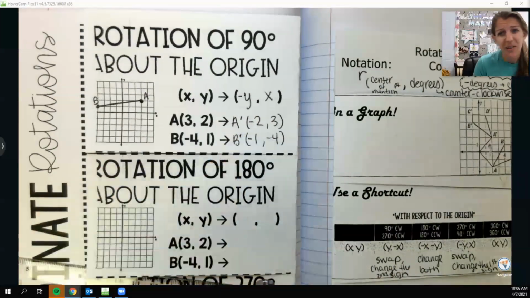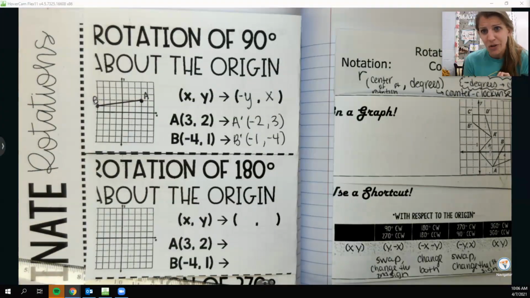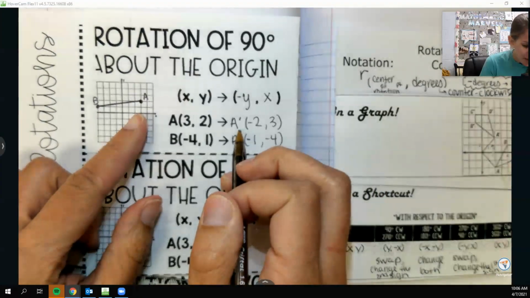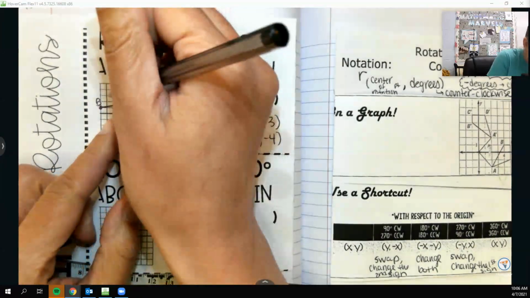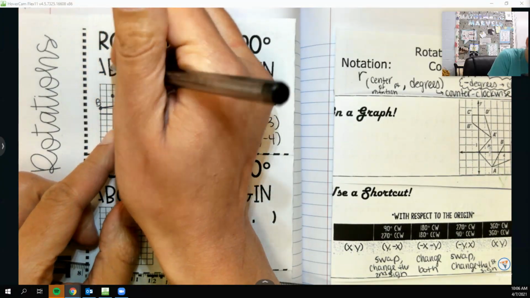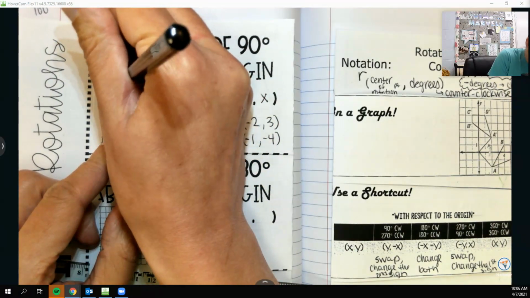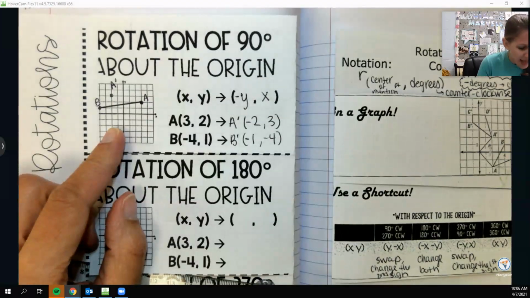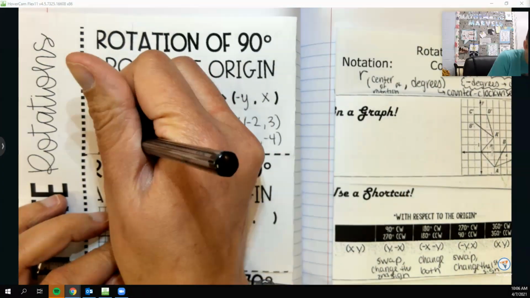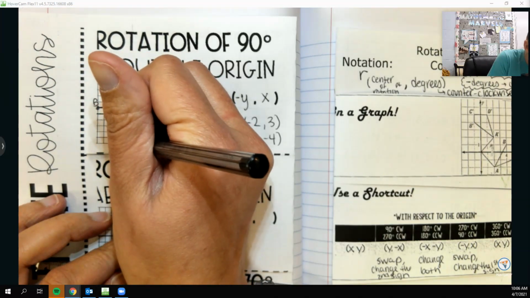I can't stand a non-straight line, so I'm going to draw a straight line here. When I plot these points now, it's just easier to use our little trick rather than having to think about how to do it graphically. A prime is at (-2, 3), so that point did move one quadrant. And B prime is at (-1, -4), so it also moved one quadrant.